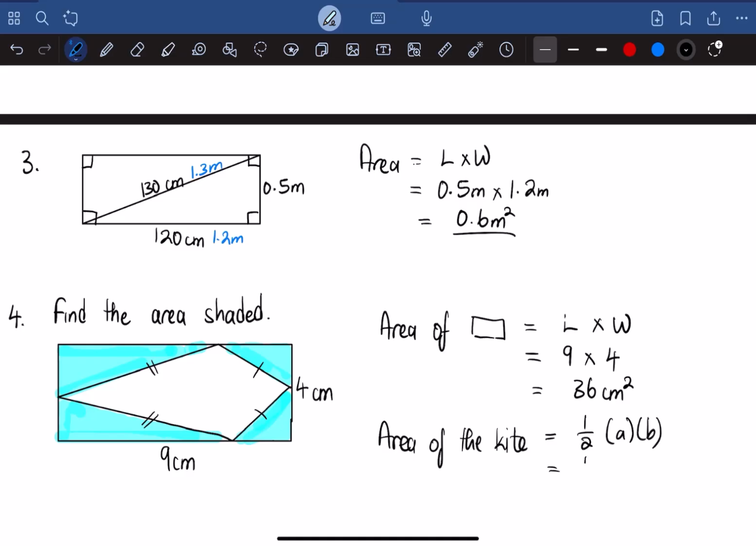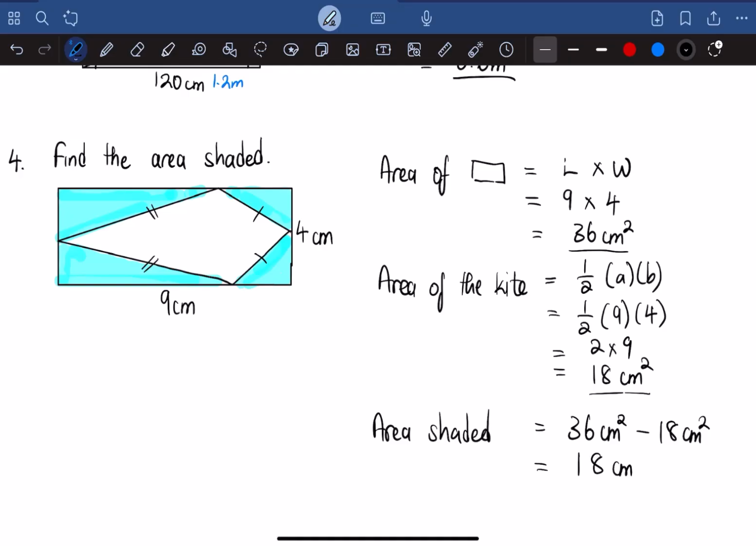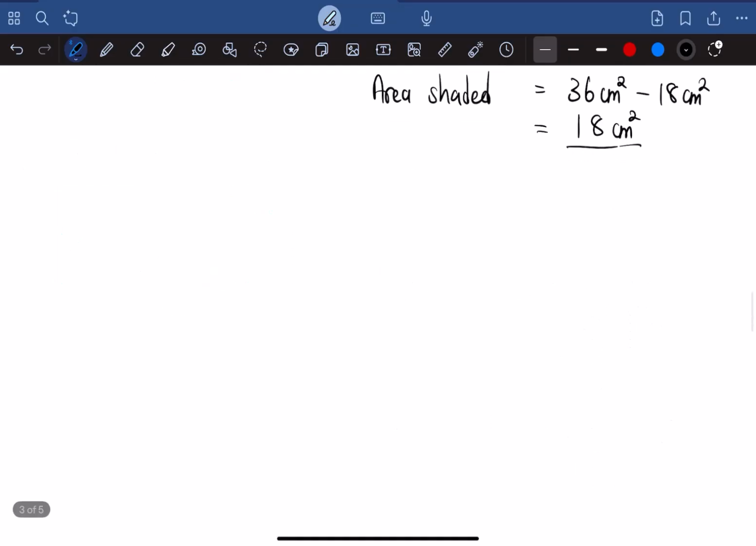And from this we get half. Our A is 9 and our B is 4. Half times 4, that is 2. 2 times 9, we get 18 square centimeters. So we have these 2 areas and we want the shaded area. Hence we say the area of the rectangle, this one, minus the area of the kite, and we get 36 square centimeters minus 18 square centimeters to get 18 square centimeters. This is the answer.